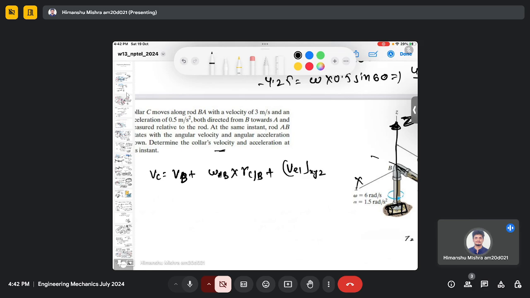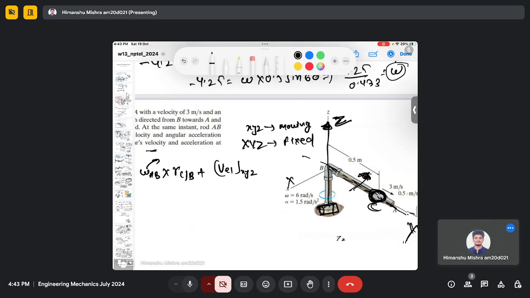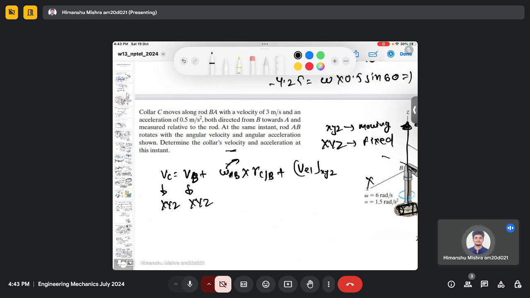So this small xyz is moving coordinate system, and capital XYZ is fixed coordinate system. And these velocities are defined in fixed coordinate system. And this is the rotation of a coordinate system itself. So if my coordinate system is aligned with respect to AB, then this is the rotation of a coordinate system AB.